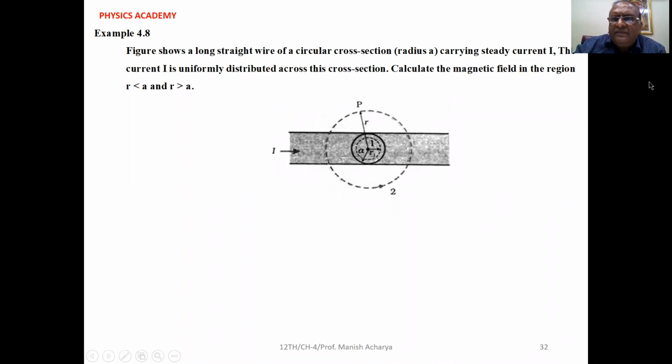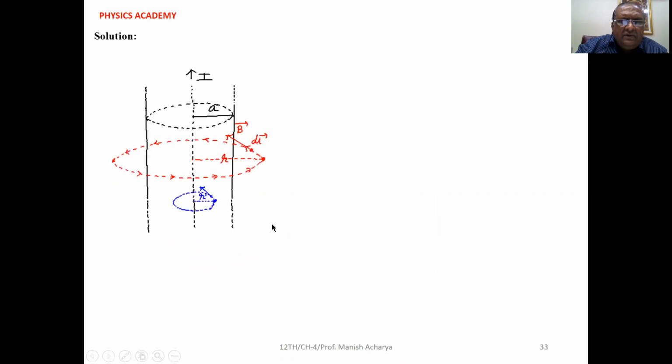Now see here, we can solve this example using Ampere circuital law. Now see, this one is the current carrying conductor having radius equal to a. It is carrying current I. Here we consider that this total current I flowing through this conductor is uniformly distributed over its cross-sectional area.